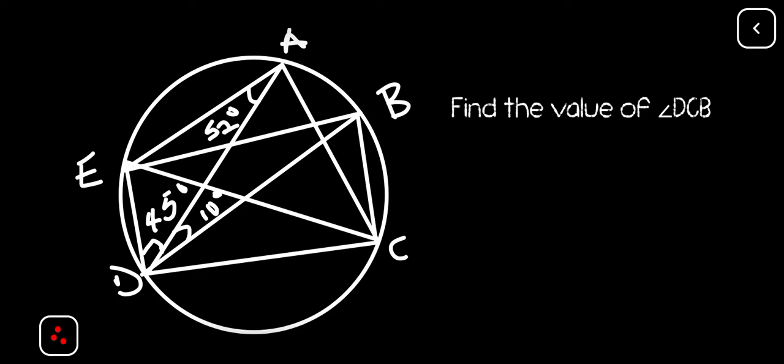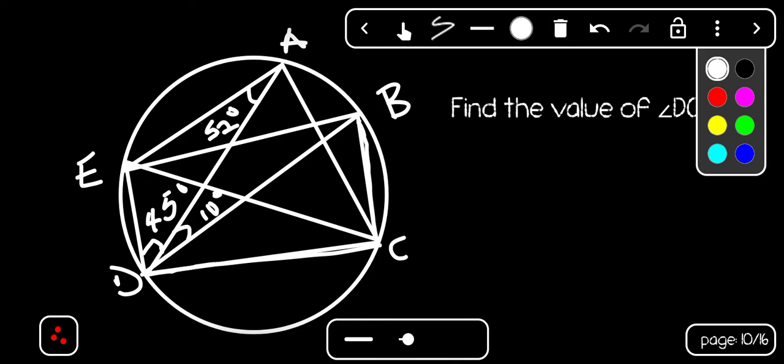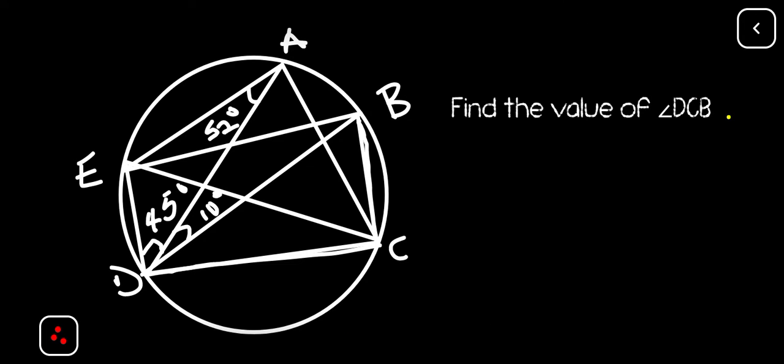But for now, this is a question that says find the value of angle DCB. So angle DCB, let us look for that. This is D, and this is C, and this is B. So we can say angle DCB is this part here. It seems like angle DCB involves three angles here: one angle here, another angle here, another angle here.